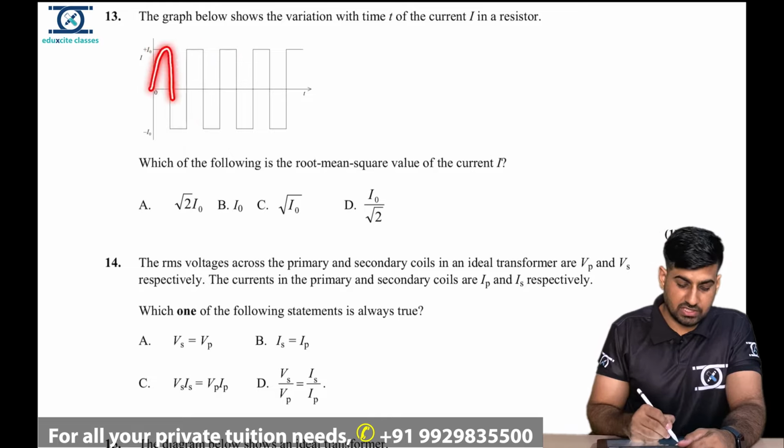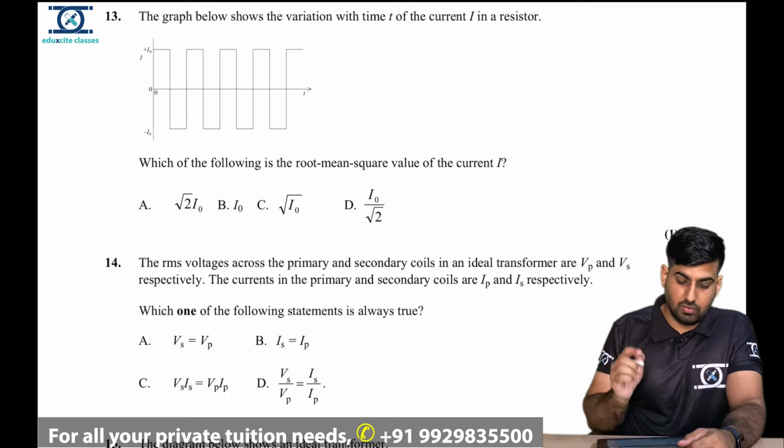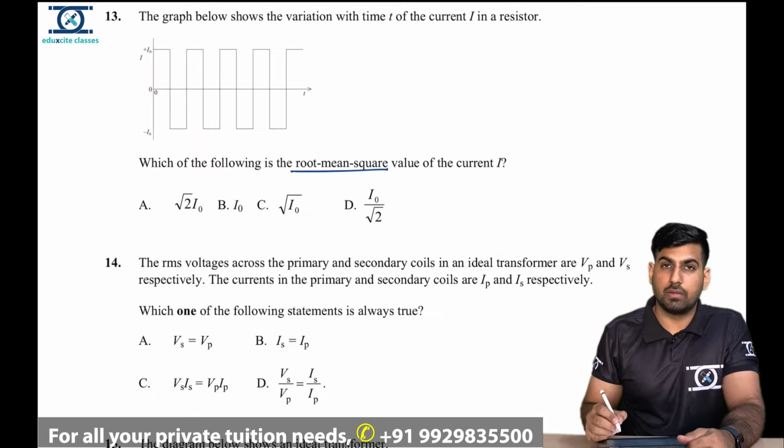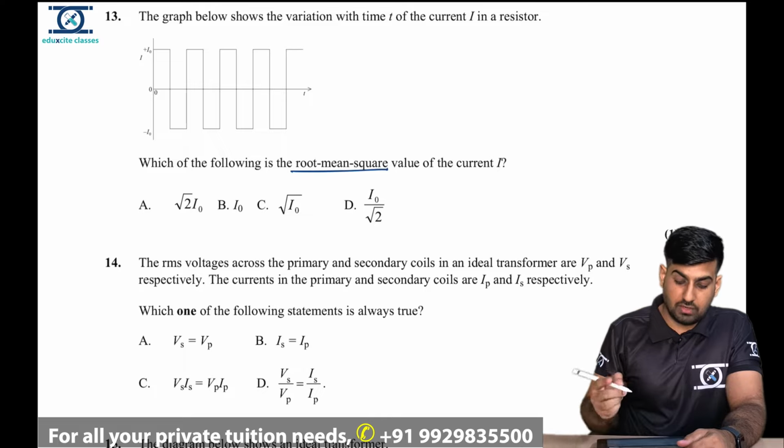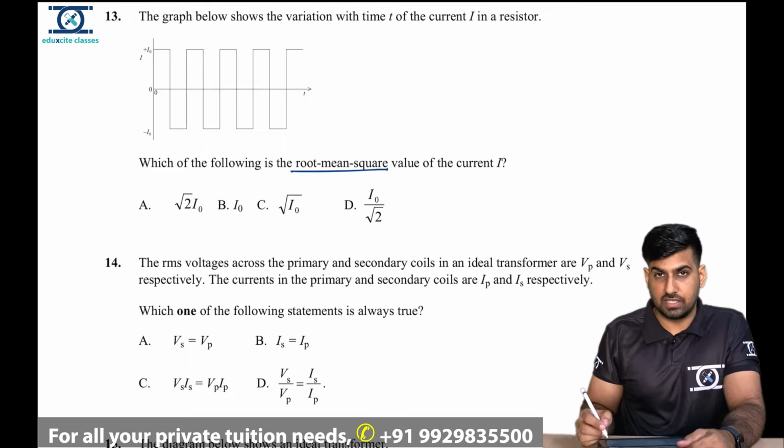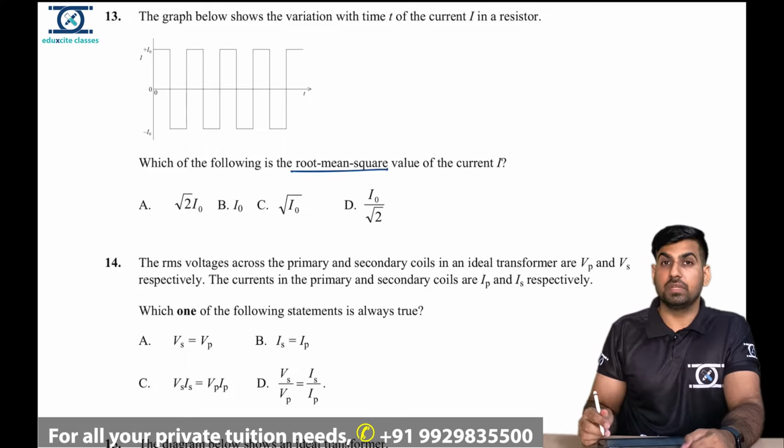It is not gradually changing like a wave. Okay. So we should know the basic of the RMS concept. So what will be the root mean square value of the current in this case? So how do we get the concept of root mean square?